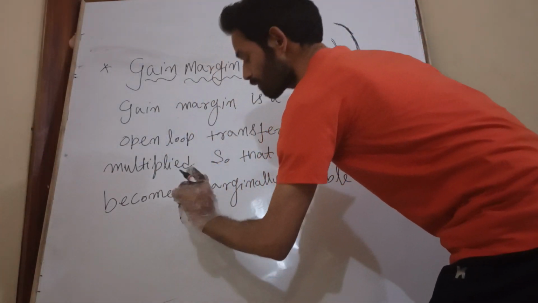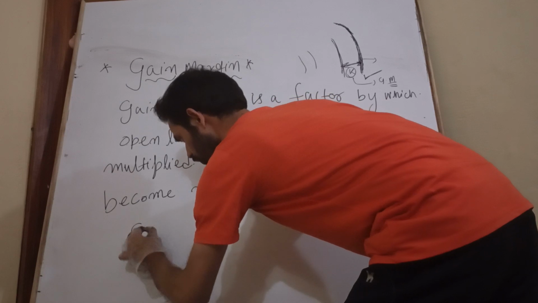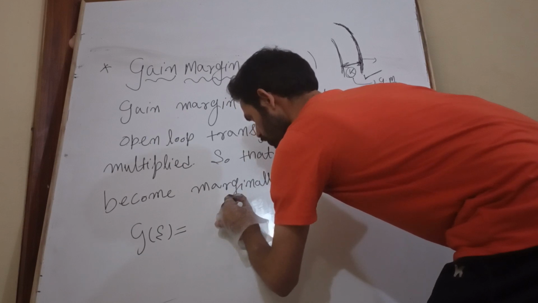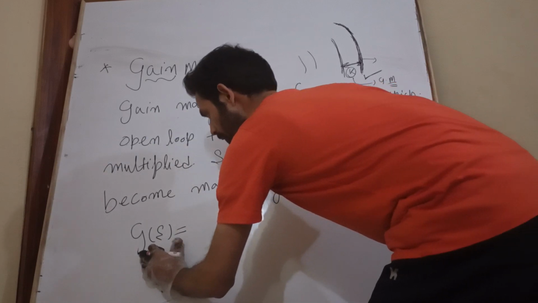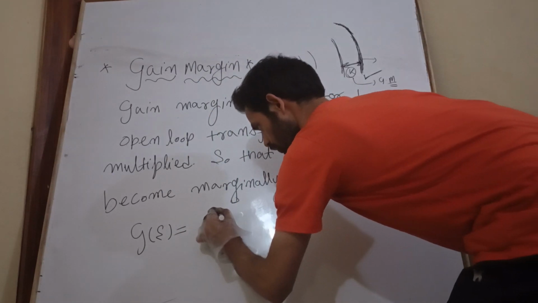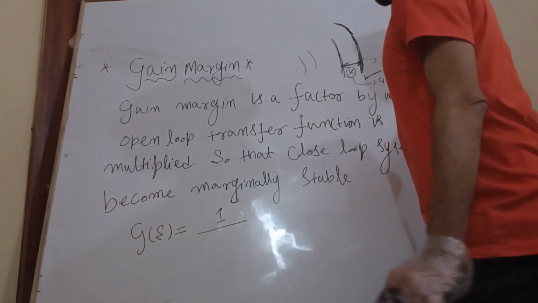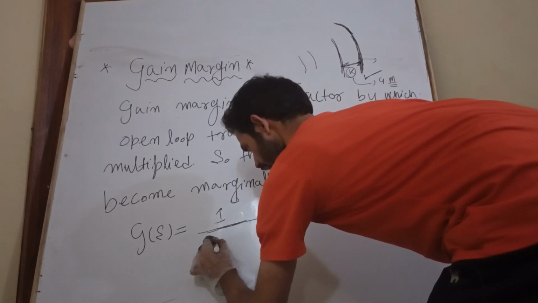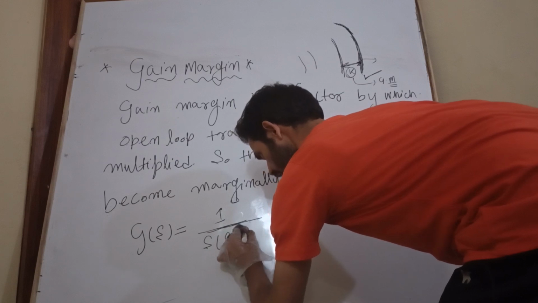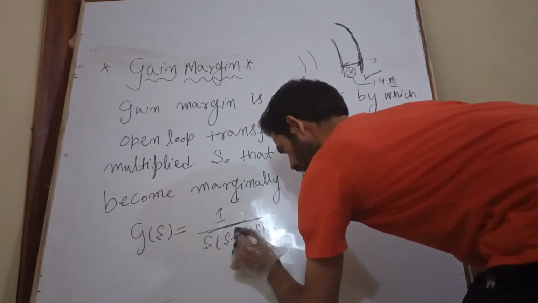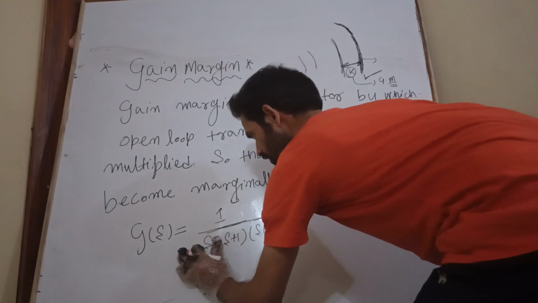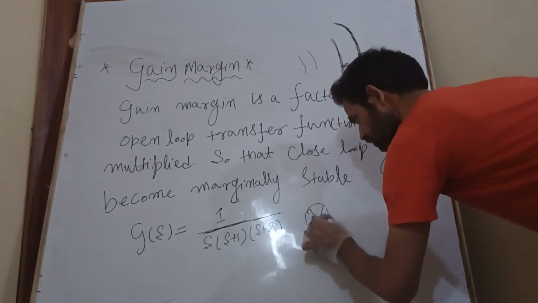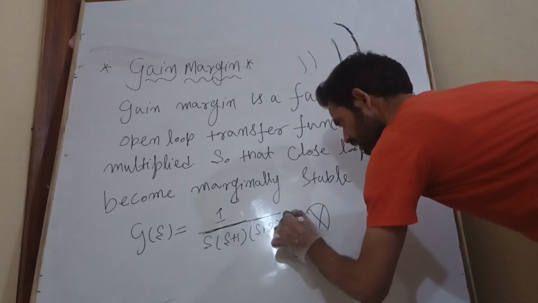Now see here, let's select one open loop system, that is G(s) = 1 / ((s + 1)(s + 2)). This is my open loop system that I have selected.